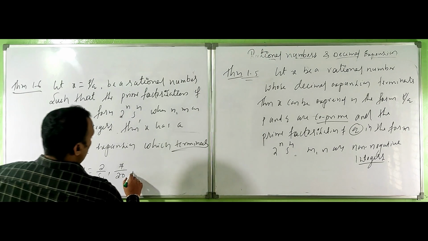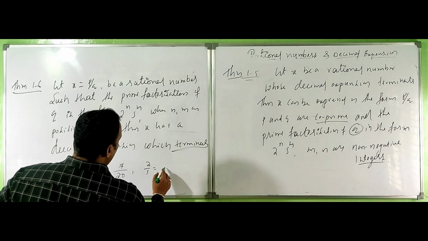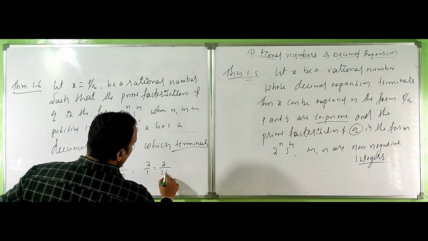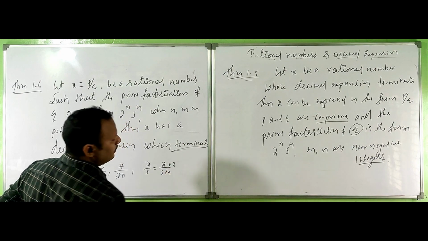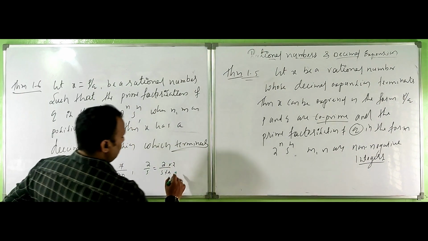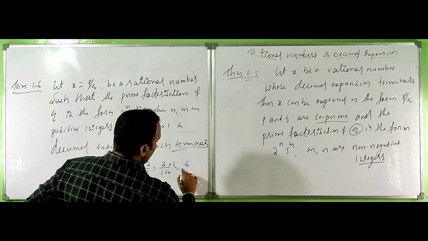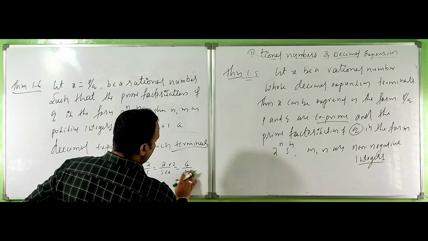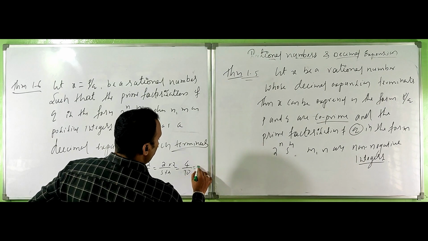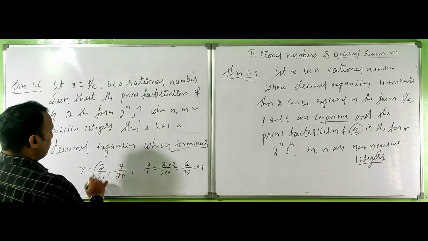Okay, so here 2 by 5 we can write as 2 by 5 into 2 by 2, because now we can multiply and divide with 2. This becomes 4 by 20, that is 4 by 10. So this is equal to 0.4. Yes, 2 by 5 is equal to 0.4.